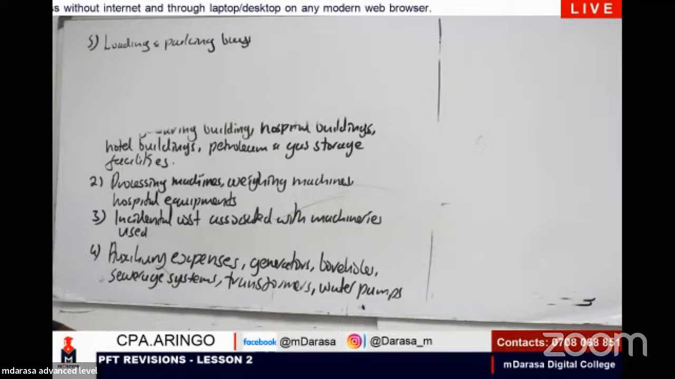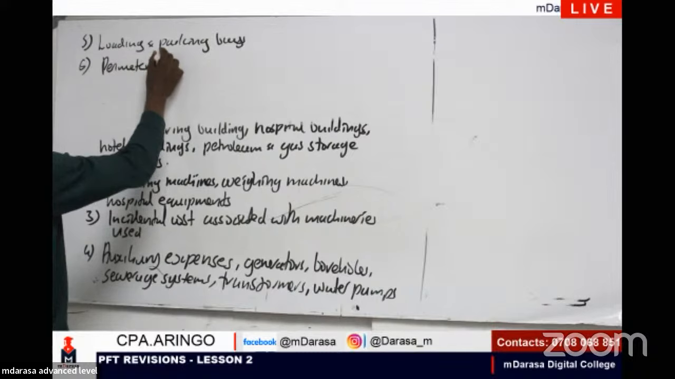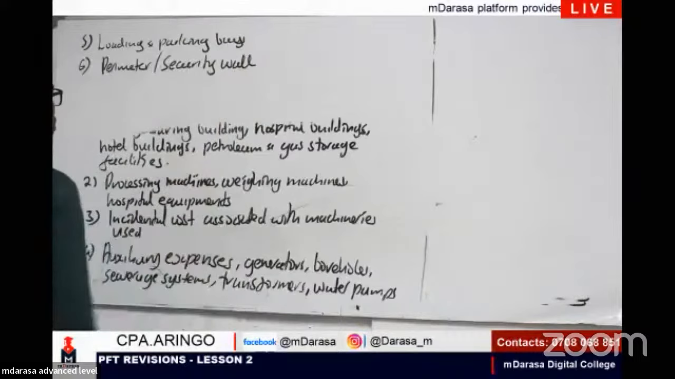In this case, we'll also be talking about number six. At this point, which is also very important to understand, we're having perimeter walls. I know the majority of the students normally tend to take perimeter wall under IBD, but that is wrong. Perimeter wall will fall here. Perimeter, or at times referred to as security wall, will fall there.